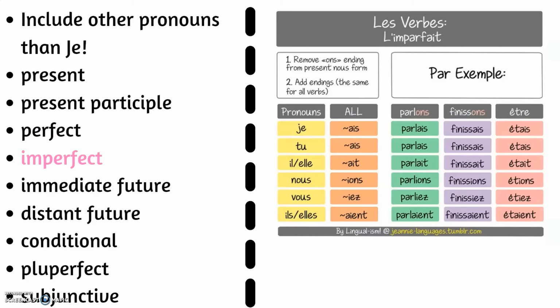Imperfect. So the imperfect past tense is something that a lot of people get confused on, but you definitely shouldn't. So what you do is you remove the ons ending from the nous form, and then you add the endings that are shown in the orange column. So you have ais, ais, ait, ions, iez, and aient. And they've given you examples of parlons, finissons, être, and that is exactly what you do. And it's basically describing a past that you used to do, or just showing a different bit of range instead of constantly using perfect tense.